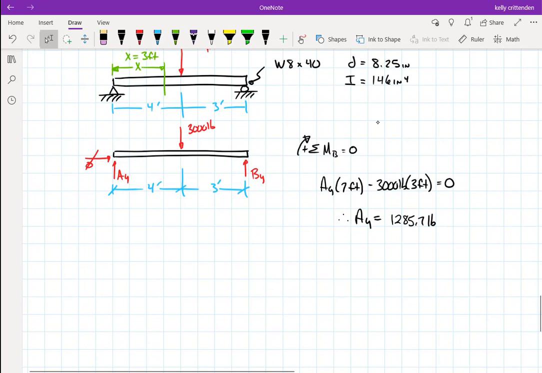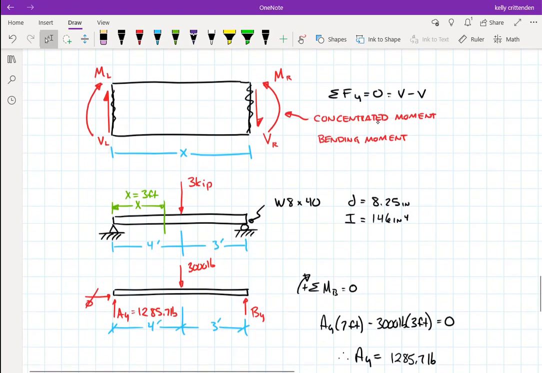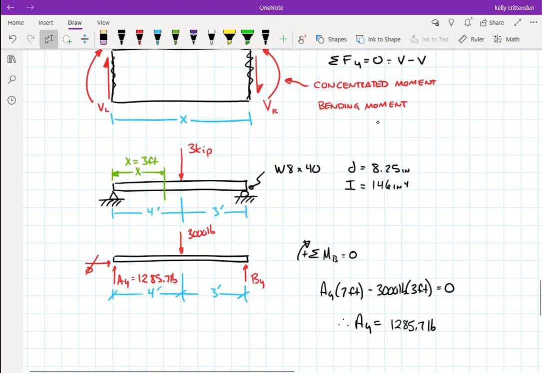So let's plug that number in for AY, 1285.7 pounds. And then what we're going to do here to figure out this bending moment is look inside the beam. So it's kind of like the internal force when we're doing axial stress, except it's an internal bending moment. So to find internal forces and bending moments, you have to cut the beam open. I'm interested at this point 3 feet from the end, so I'm going to cut it right here, 3 feet, and draw that free body diagram.